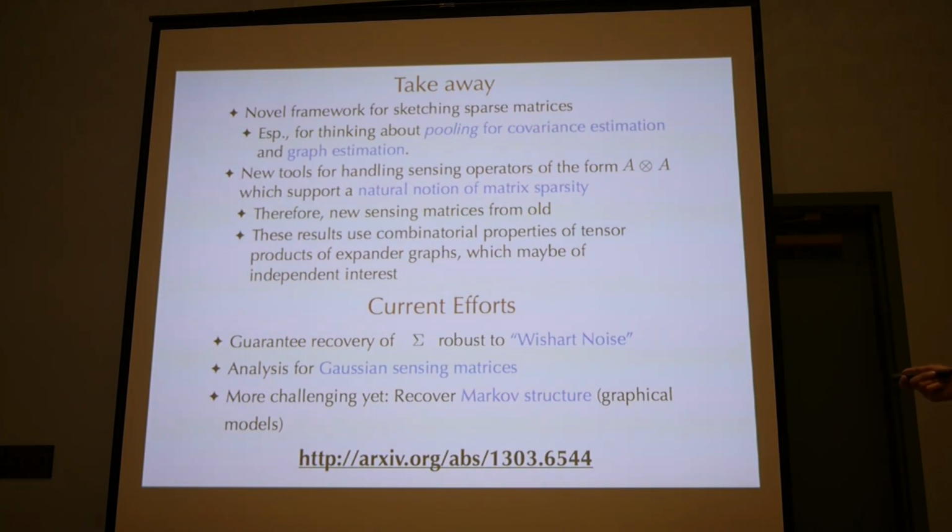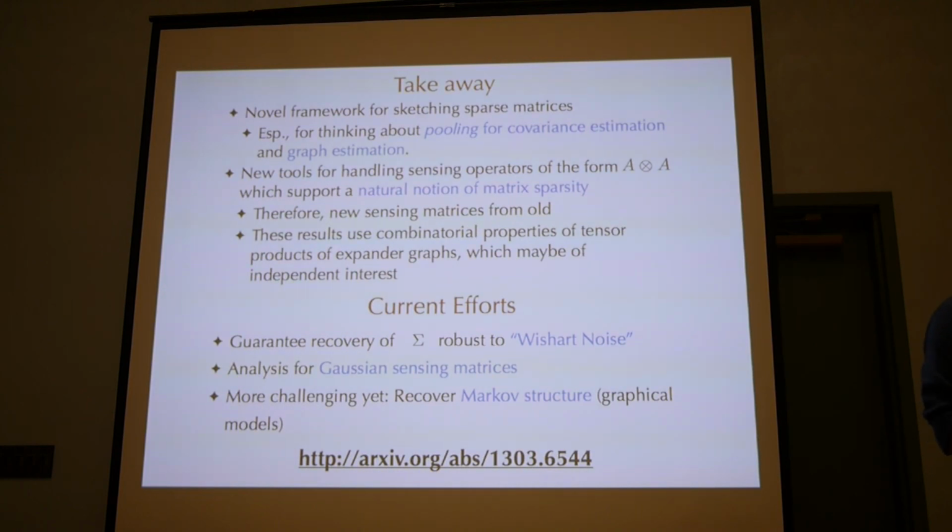The other thing is that I picked A to be 0, 1, and there was a very good reason for that, because 0, 1 matrices capture pooling very nicely. If a row of this A matrix is 0, 1, and it's 1 in, say, positions 3, 5, and 7, all that's saying is take the third variable, fifth variable, and seventh variable and pool them together. So it has nice interpretations, but maybe some people care about Gaussian sensing matrices, and we want to extend this theory for that.